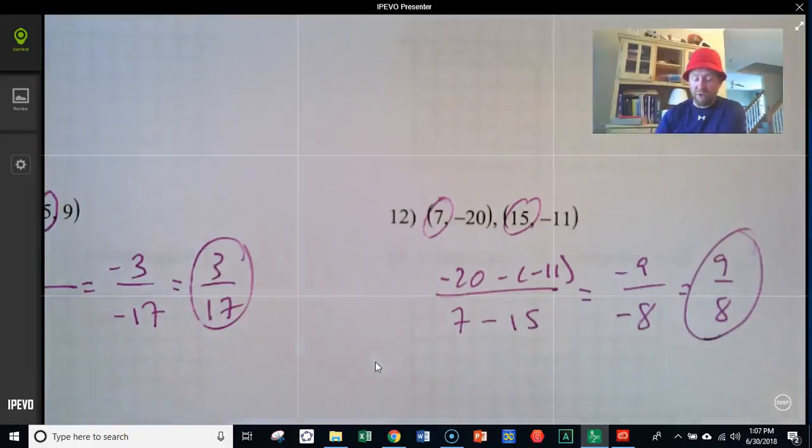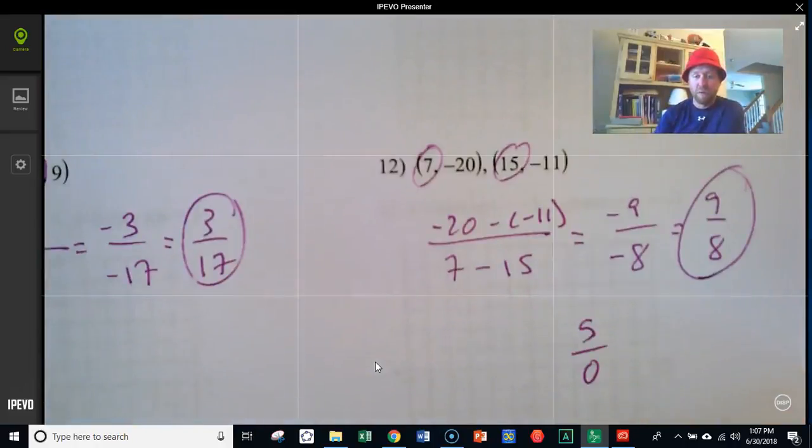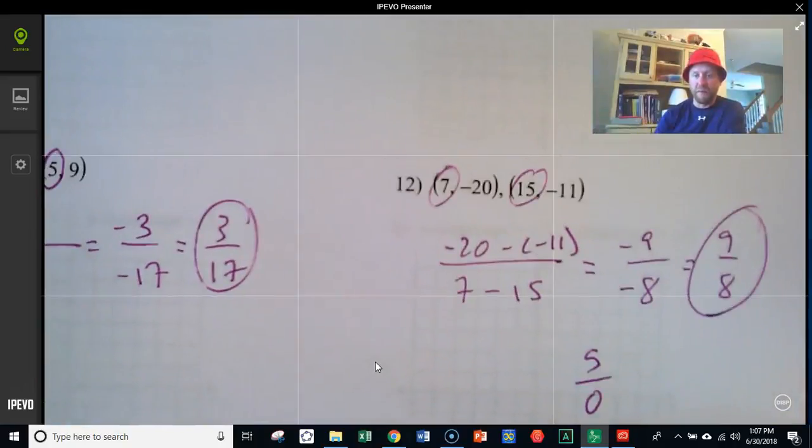If you try and punch into your calculator something like 5 divided by 0, it'll give you an error message because it can't do that. That's why it's called undefined. Okay? So keep an eye out for that. If you get a 0 down in the denominator, it's undefined, not 0. Okay? All right, there you go.